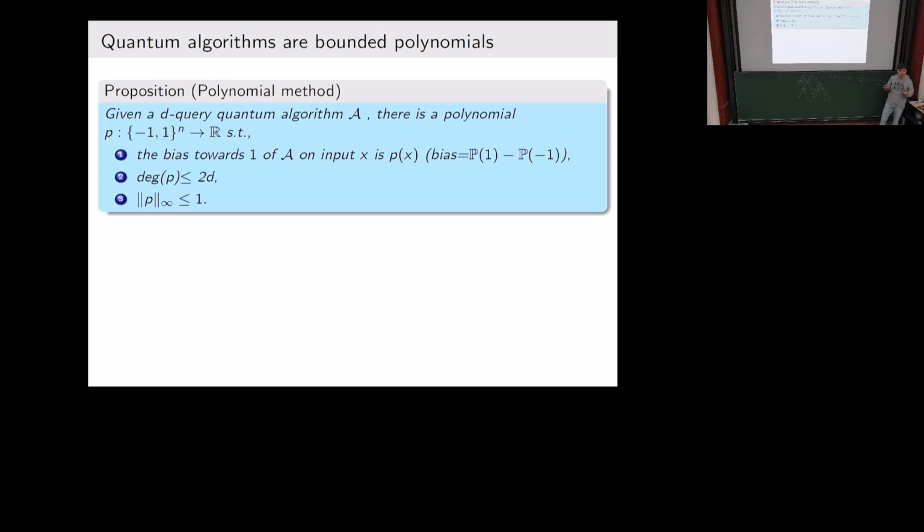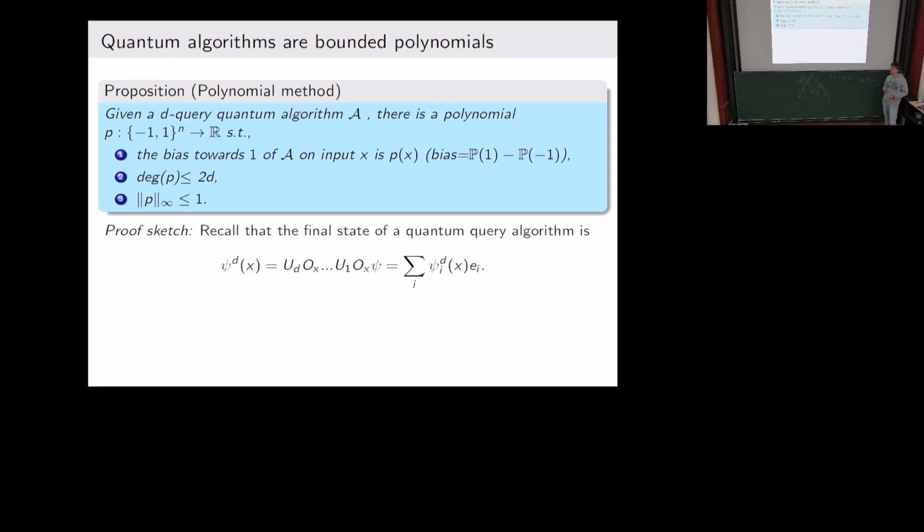So that is going to be the strategy, and that was the idea that Aaronson-Ambainis had in mind when they proposed the conjecture that we are going to see in the next slide. But before doing that, what we are going to do is sketch the proof of this fact, which is kind of simple. Recall that the quantum algorithm at the end prepared a state like this.